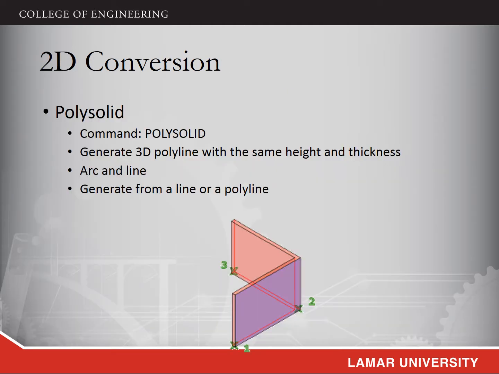Now let's see the two-dimensional conversion functions. Actually, this type of function can help us to convert 2D objects into three-dimensional objects. The first function we will learn is polysolid, and the command is just polysolid. This command can help us to generate a 3D polyline with the same height and thickness. And the segments could be arcs or lines. Also, with this command, we can generate the 3D polyline from a two-dimensional line or a two-dimensional polyline.